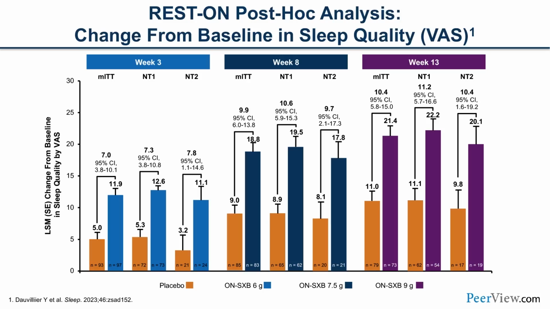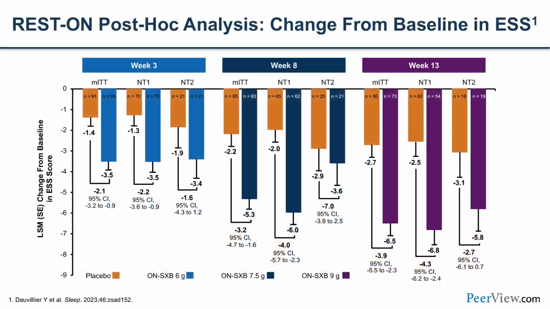When you look at the post-hoc analysis, the change from baseline in sleep quality, when we asked the patients to do a visual analog scale, you can see a response at 6 grams, 7.5, and 9 grams. And there seems to be a dose-response relationship. Now, again, this is post-hoc comparing drug to placebo, not to different dose levels. But visually, it looks like there's a quantitative signal. And then when you looked at the change from baseline in the Epworth score, you can see a signal there, again at 6, 7.5, and 9 grams. So here we're teasing out the Epworth score at each dose level, which was not the predefined endpoint.